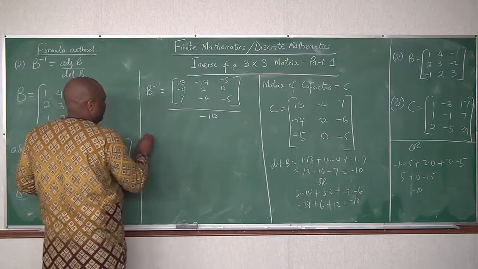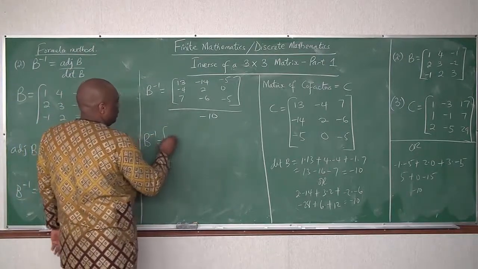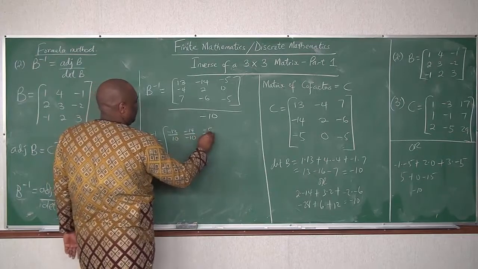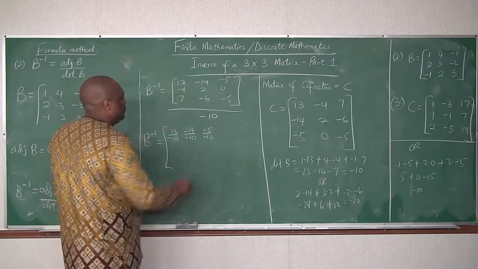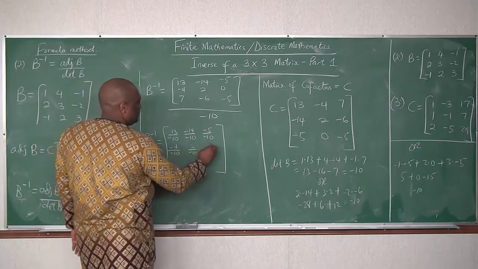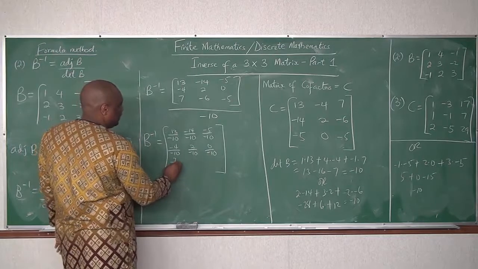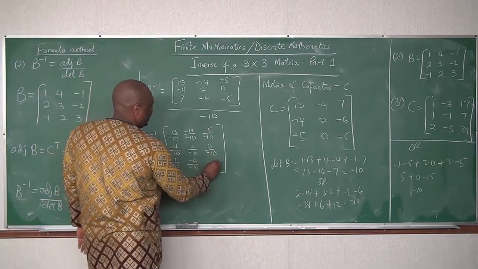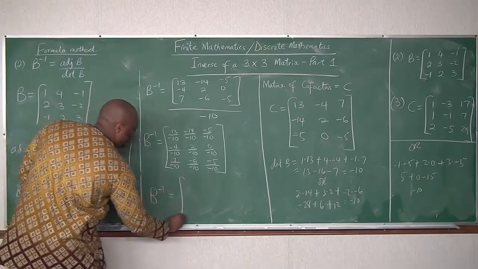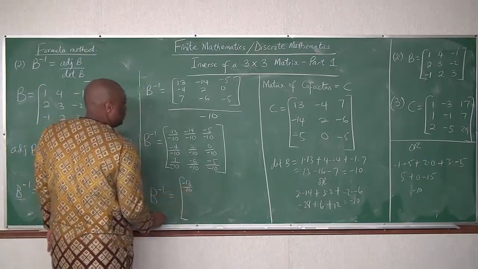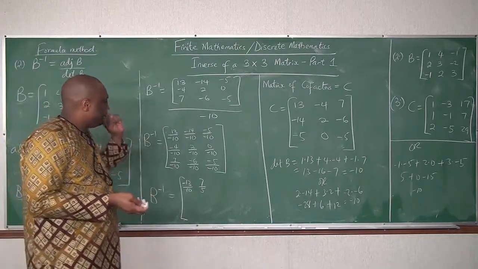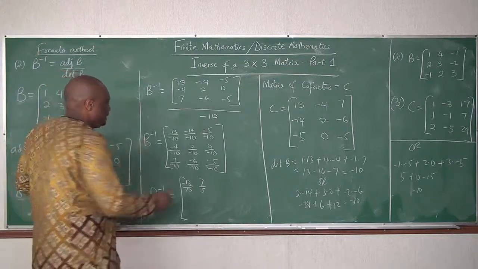So what would it be, folks? B inverse will be negative 13 over 10, negative 14 over negative 10, negative 5 over negative 10. Well, you can say 13 over negative 10, we'll still write it well, no problem. Negative 4 over negative 10, 2 over negative 10, 0 over negative 10, 7 over negative 10, negative 6 over negative 10, negative 5 over negative 10. So our B inverse will be negative 13 over 10, 7 over 5, since negative divided by negative is positive. 2 into 14 is 7, 2 into 10 is 5. This is 1 over 2.